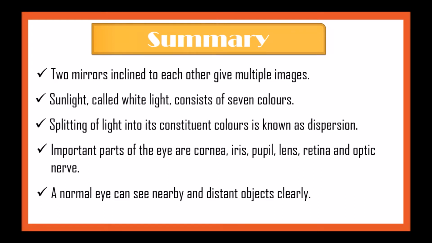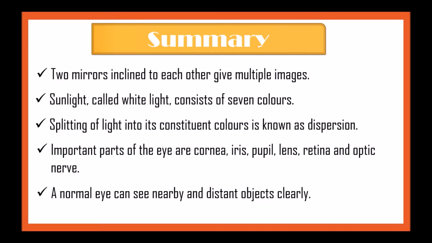Sunlight, called white light, consists of 7 colors. Splitting of light into its constituent colors is known as dispersion. Important parts of the eye are cornea, iris, pupil, lens, retina, and optic nerve.